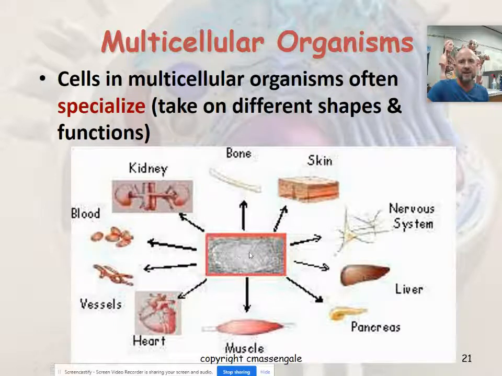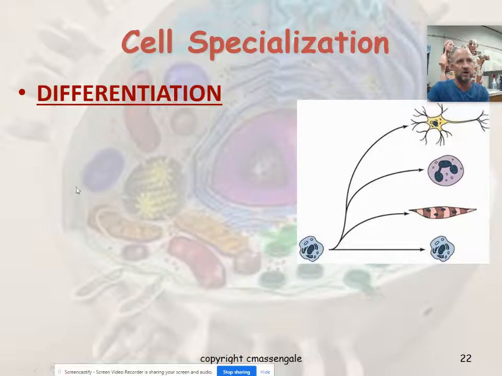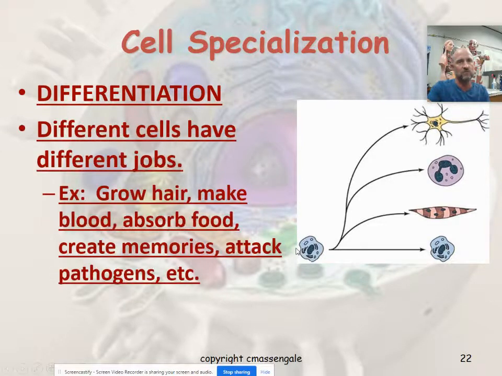And then depending on how their DNA gets turned on or turned off, you get different types of cells, and that's what creates a living organism. Really pretty awesome. And we call this cell specialization or differentiation. So it's underlined right here. I want you to definitely understand what differentiation is. And it's where different cells have different jobs, okay?